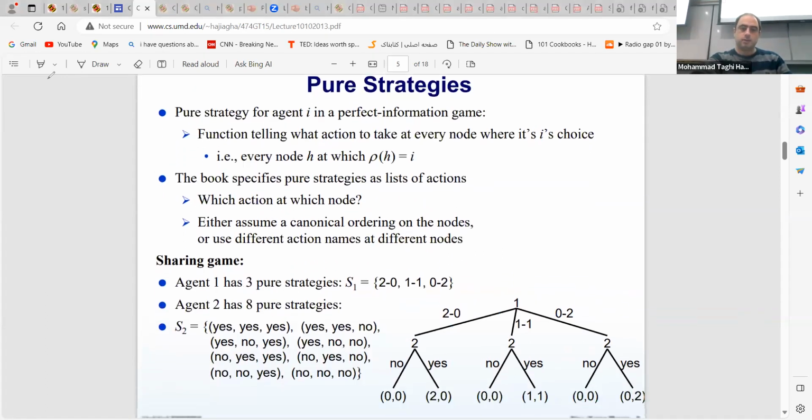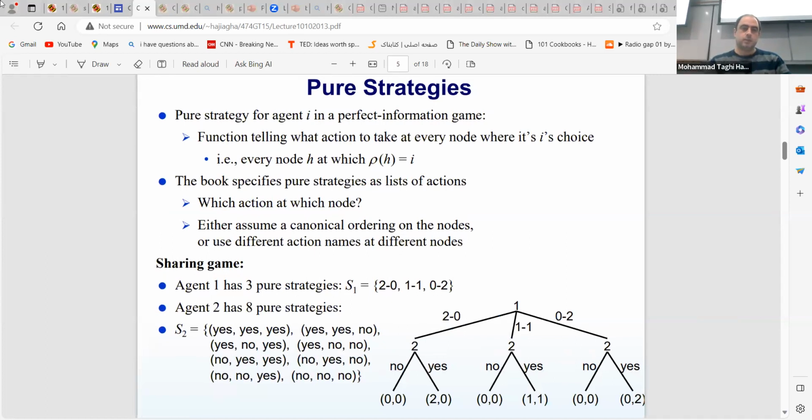So let's talk about pure strategies. A pure strategy for agent i is a function that tells you, on each node where rho of that vertex is that agent, what action that person takes. That is a way to turn this extensive form game into a normal form game: we need to see what the pure strategies are.